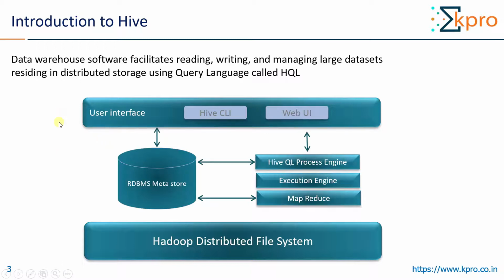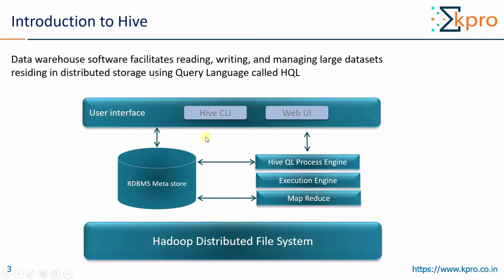Let us look at its architecture with this diagram. User will interact with Hive server with the user interface like Hive CLI or Web UI, like Hue, etc. There will be a RDBMS metastore where Hive keeps all its metadata and it will be used during the operation. And the data which needs to be processed, or operational data, is stored in Hadoop distributed file system.